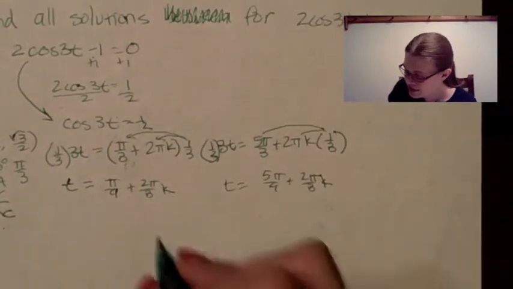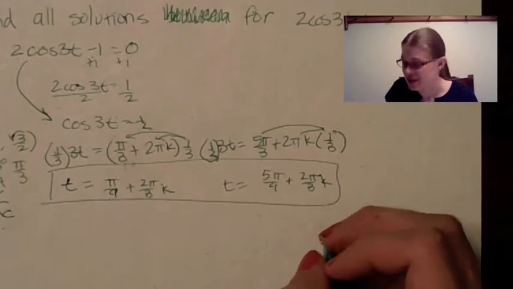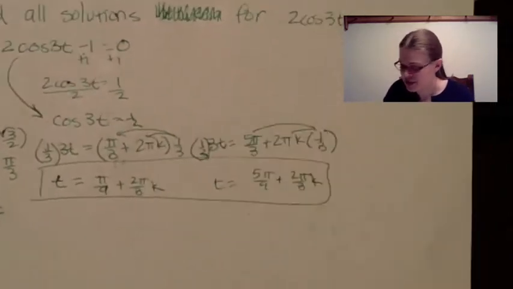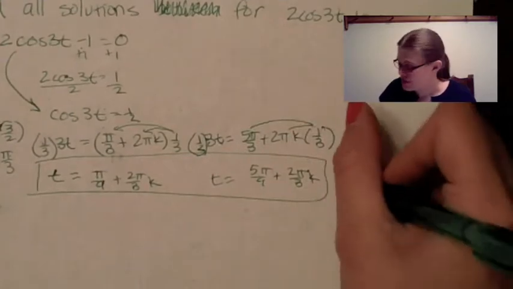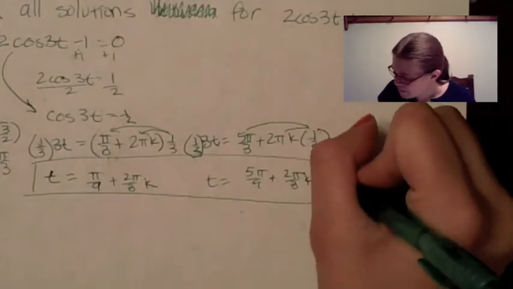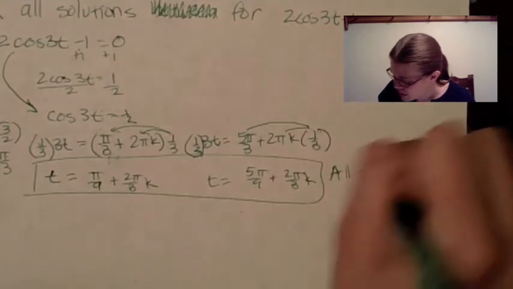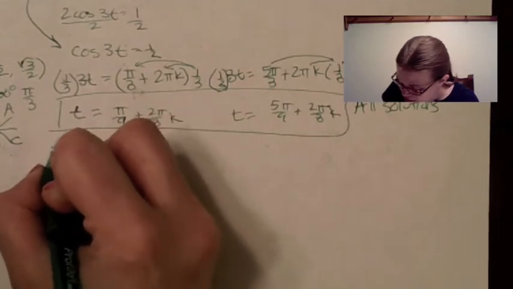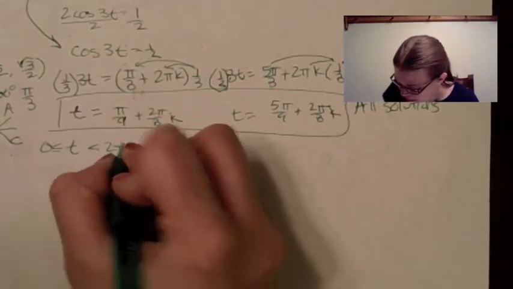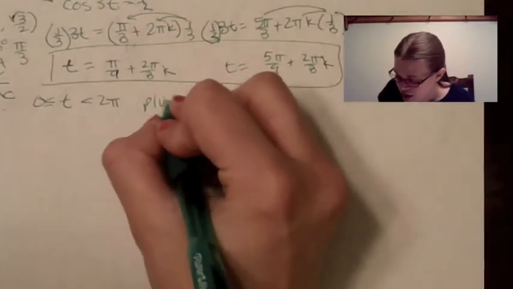Now, if I said find all solutions, then you're done. See clearly, that's what you're going to hope for, is that it says find all solutions. However, I have to teach you all things, so we have to do the other ones as well. So this would be all solutions. Okay. If I asked to find where t was in between 0 and 2 pi, okay, then you actually have to plug in values of k.